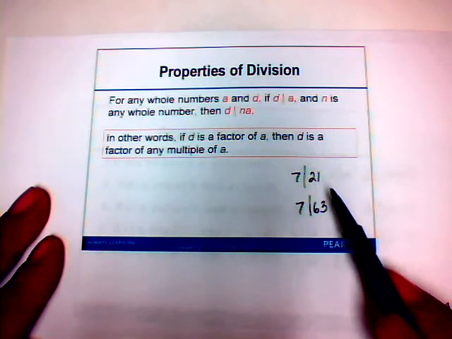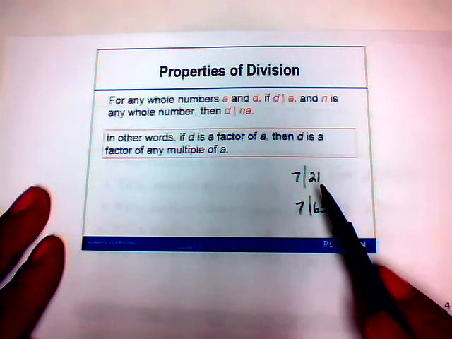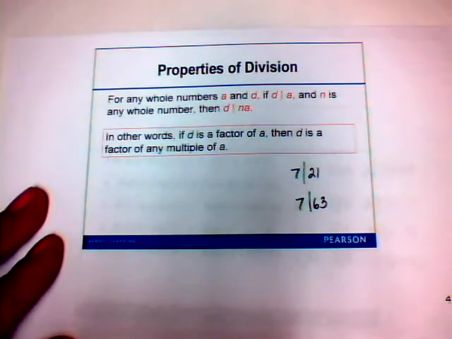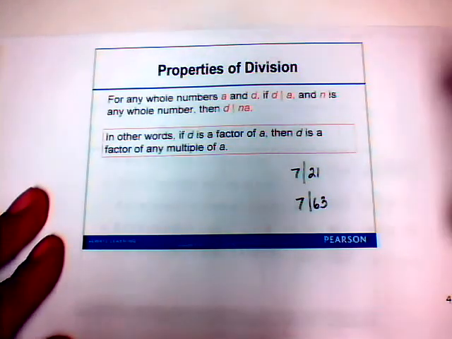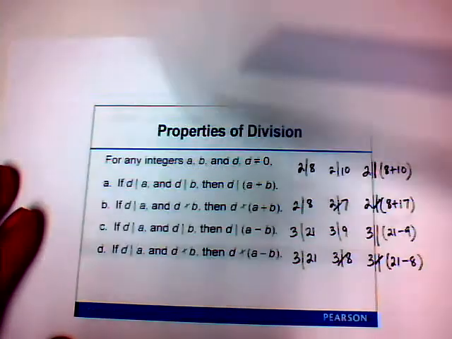Take a multiple of 21, you're going to get 63. 63 is a multiple of 21. That means that 7 will be a factor of 63. So 7 also divides 63, because 63 is a multiple of 21, which 7 divides.